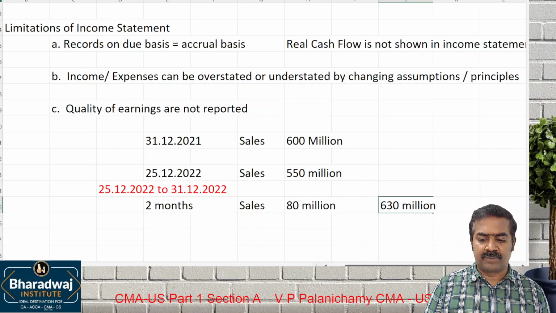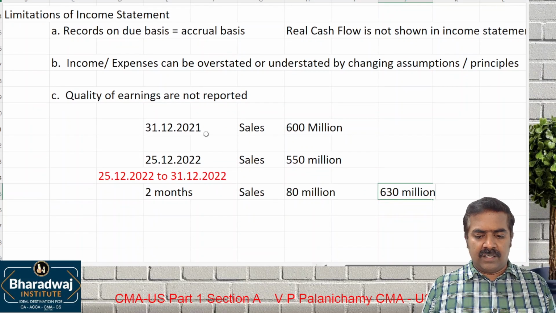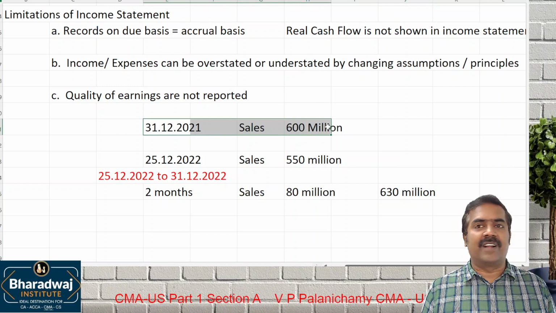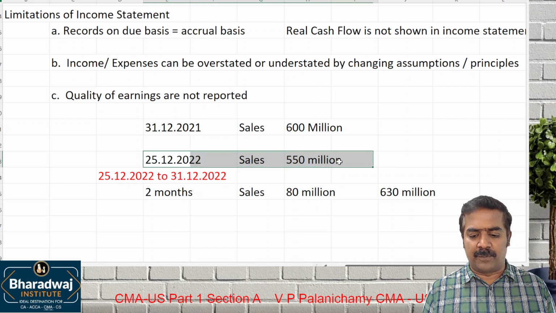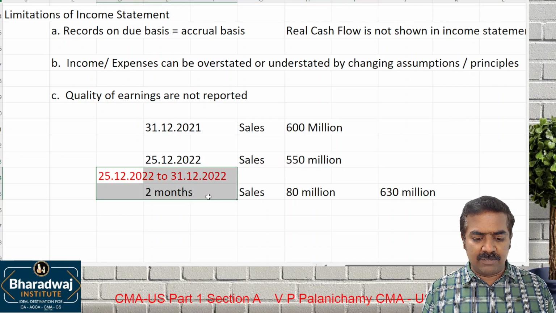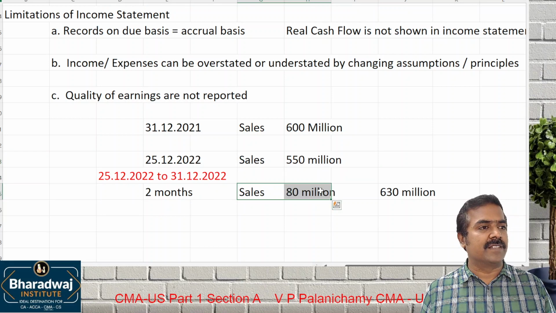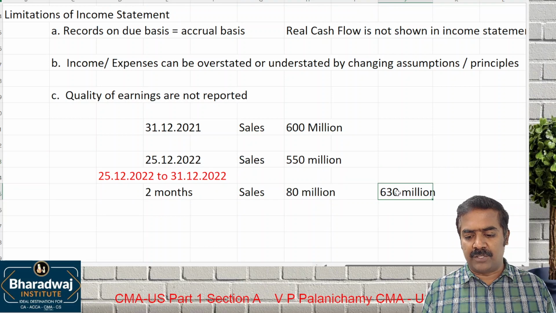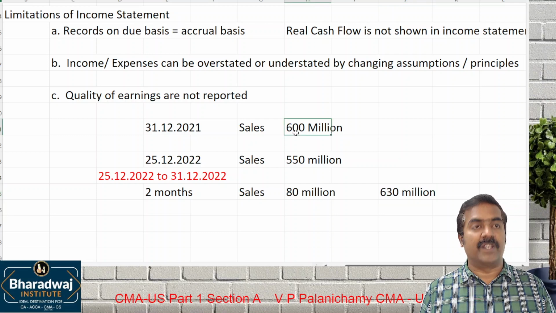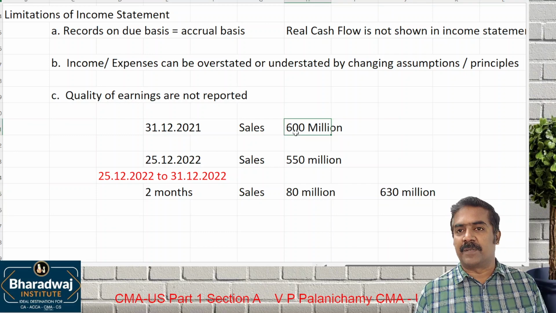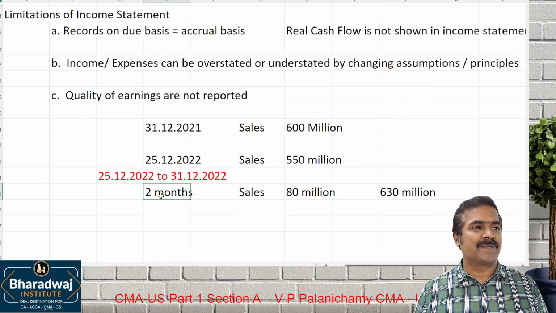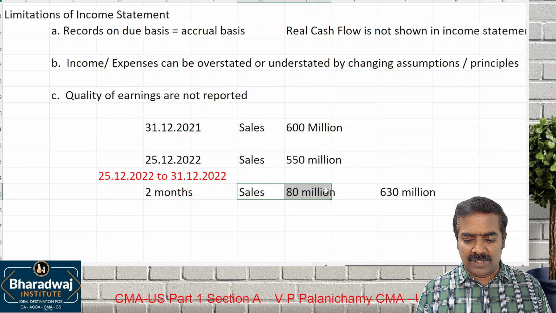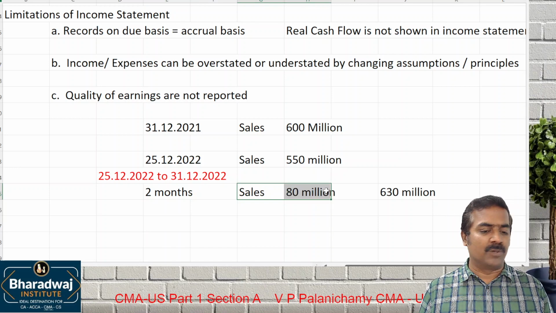Is it real sales? Whether 630 million is the real sales? What is the fraud I do here? If I don't do anything, my sales will be reported as only 550 million. Since I give this offer, the extra sales of 80 million is achieved. So I show a sales of 630 million, which is 5% more than the last year income. Now the customer will pay in regular term or after 2 months? After 2 months. Now this one is an overstatement of income.